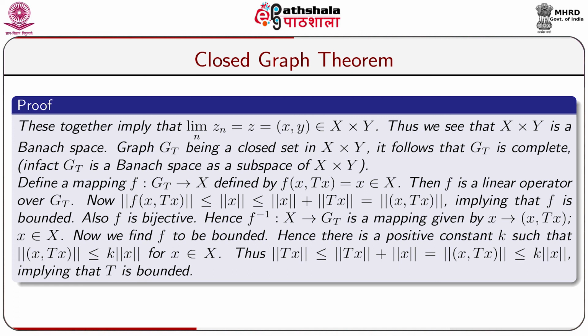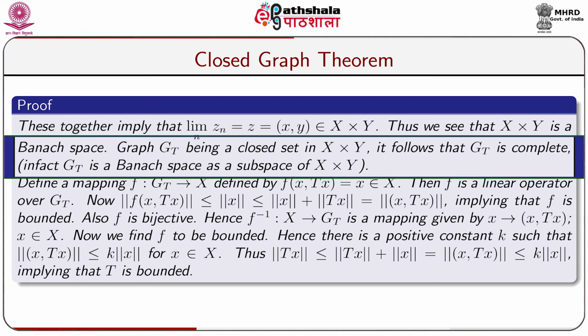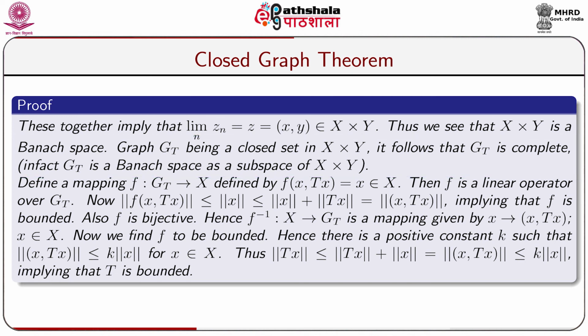Thus, we see that X cross Y is a Banach space. Now, graph of T, that is G_T, being a closed set in X cross Y, it follows that G_T is complete because X cross Y is a Banach space, and we know that a closed subset of a complete metric space is again a complete metric space.